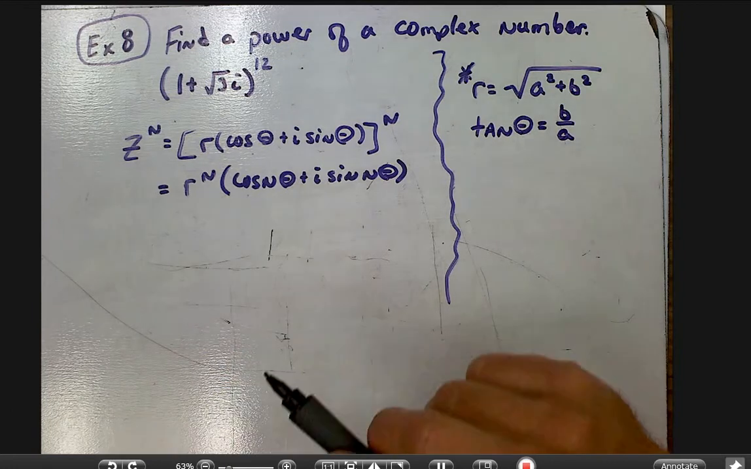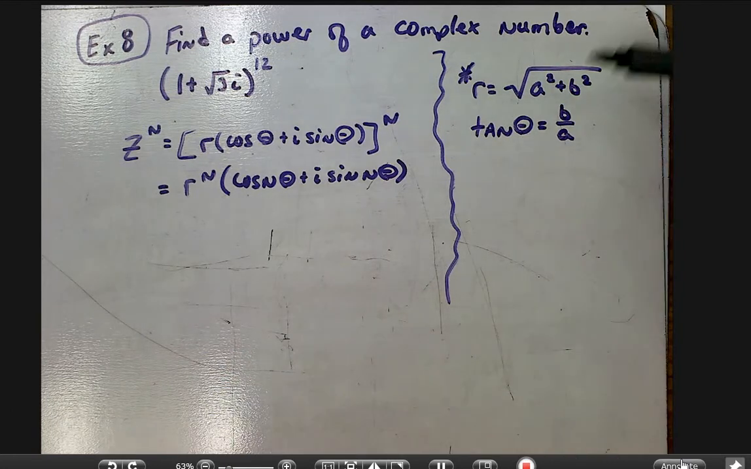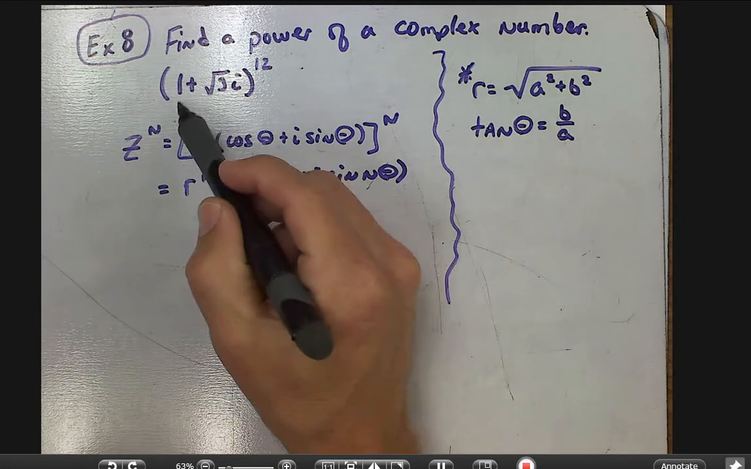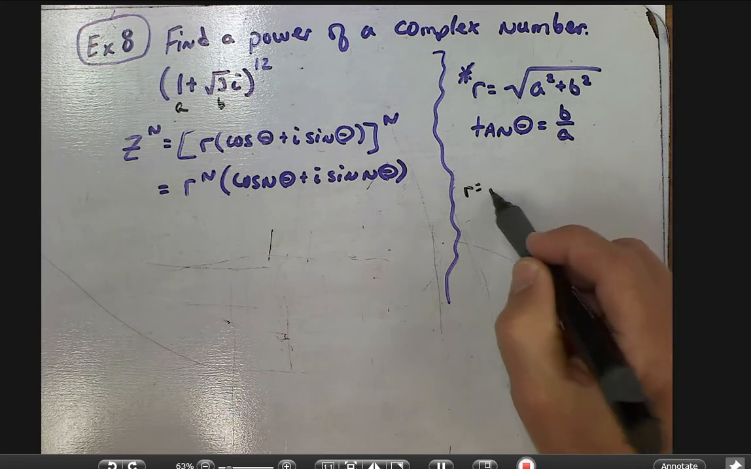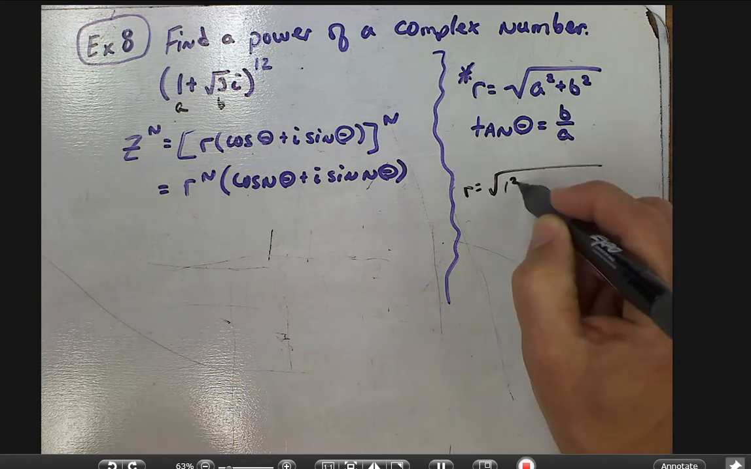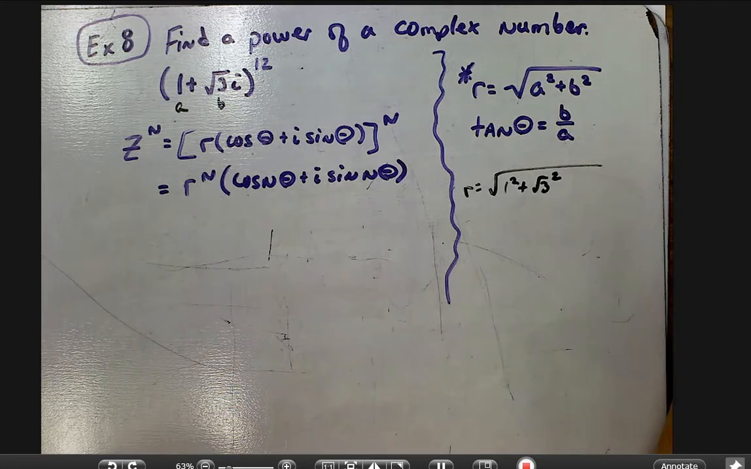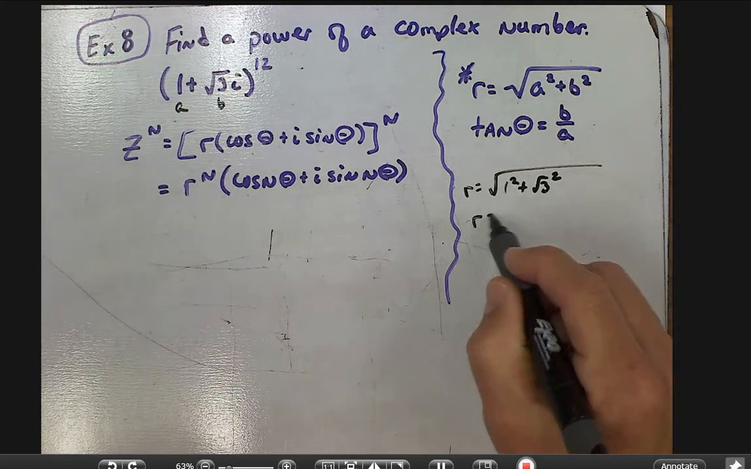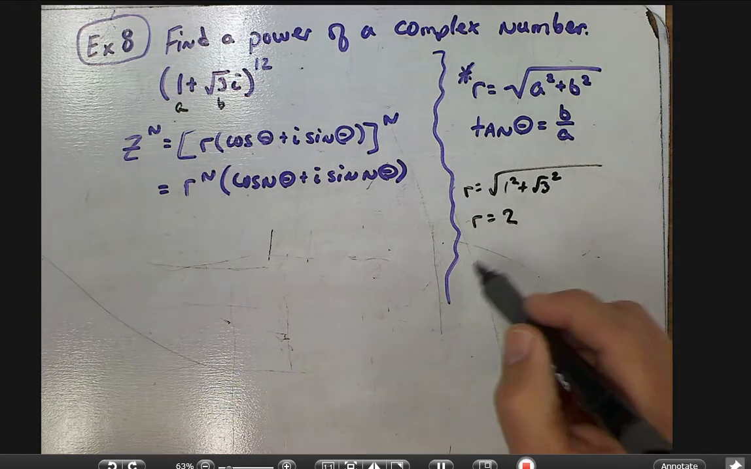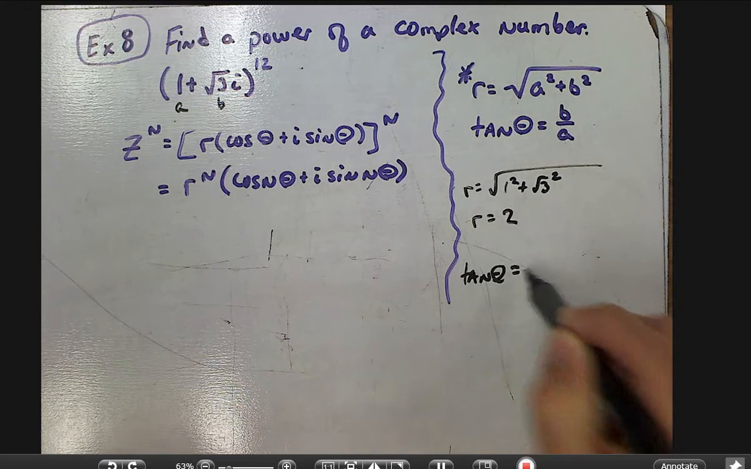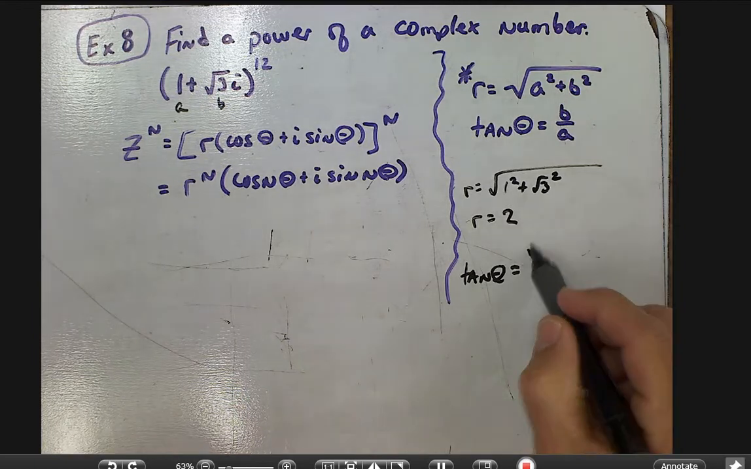So the first thing we have to do is remember that r is the square root of a squared plus b squared. And remember, a is 1, b is the square root of 3. So r equals the square root of 1 squared plus the square root of 3 squared, which is r equal to 2, because 1 plus 3 is 4, and the square root of 4 is 2. And the tangent of theta equals b over a, so square root of 3 over 1.